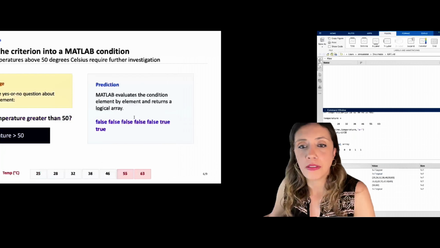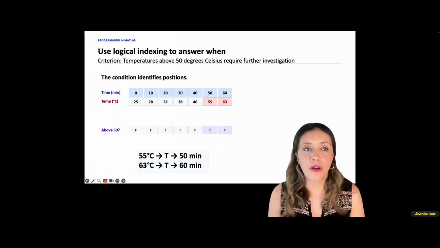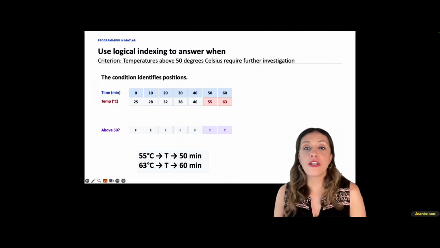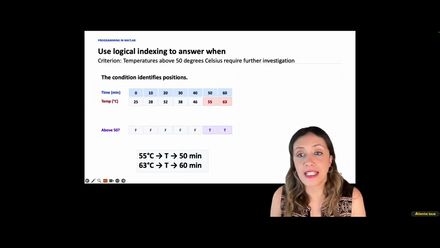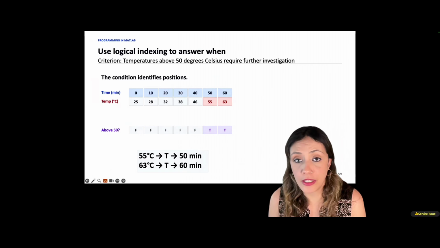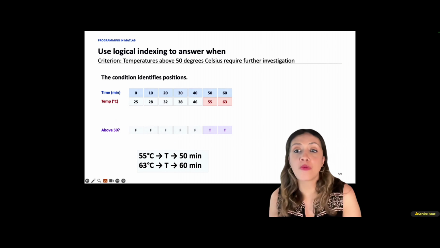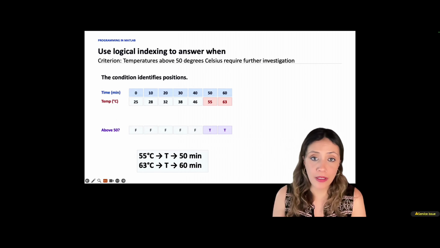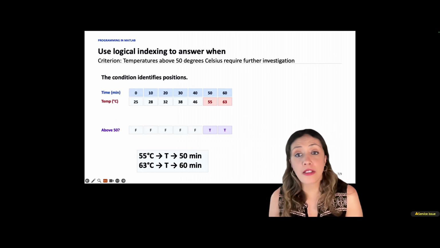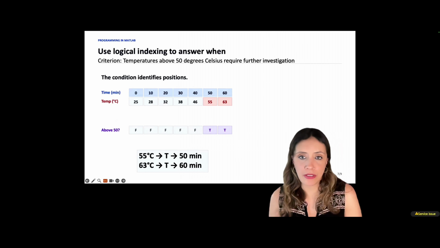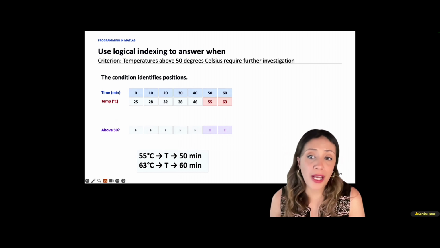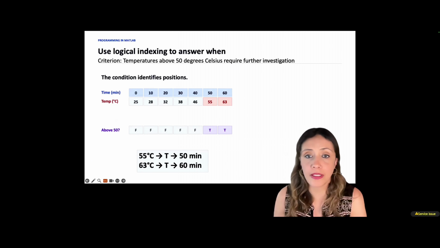All right. Now let's go back to our original question. We are not just asking whether the battery exceeded 50 degrees. We are asking when it happened. In other words, at what measurement times. The logical array tells us which positions meet the condition. So let's think about how this true or false pattern could help us identify the corresponding times.